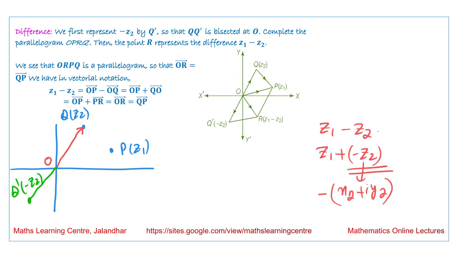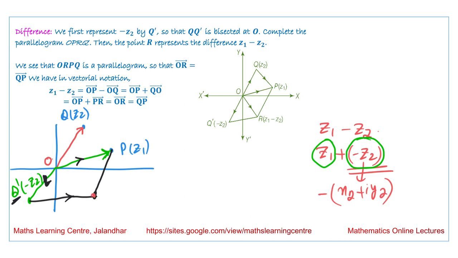Now corresponding to this point P, we have this vector. To find the value of z1 plus minus z2, we have to draw a line parallel to this line. This point is Q dash, and we draw a line parallel to OQ dash over here, and a line parallel to OP dash like this. We draw these two lines, and this is a parallelogram we have obtained.